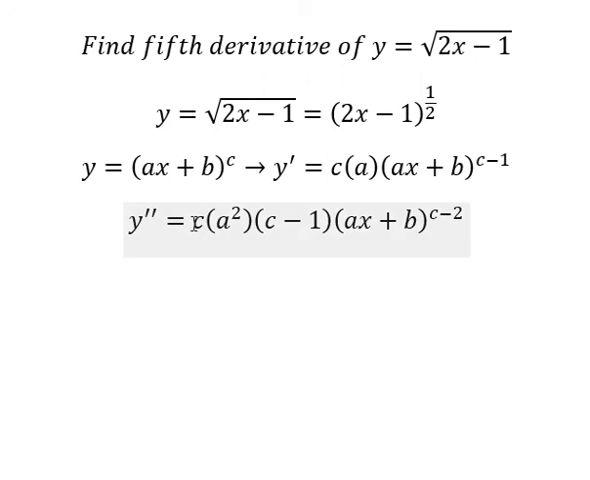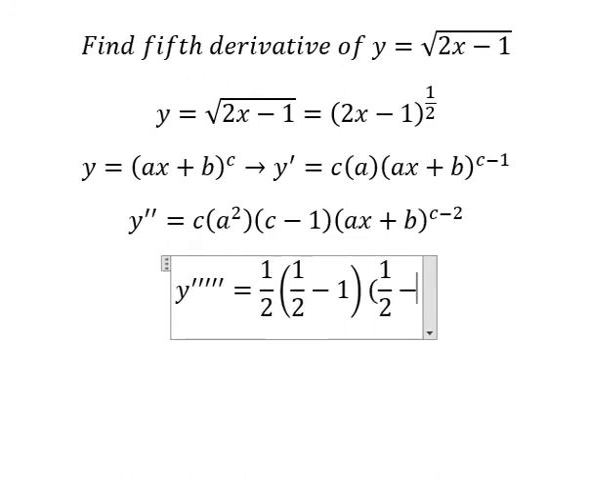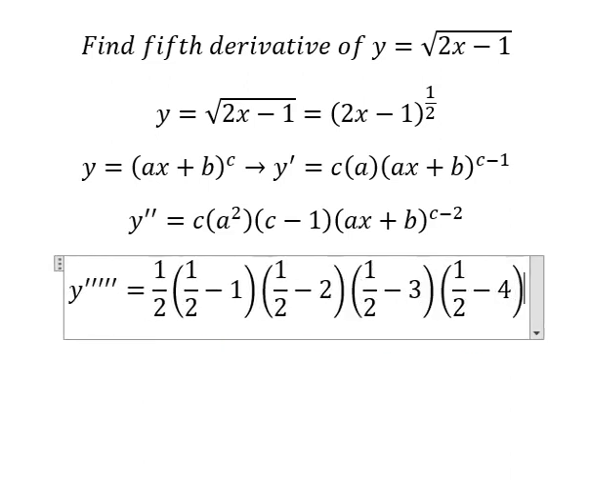So in this situation we have the series here. Now if we want to find the fifth derivative of this, we have y to the fifth derivative. So we have 1 over 2 here. In this situation, we have the series 1 over 2 multiplied by 1 over 2 minus 1, and so on. So we have the first, second, third, fourth, and fifth derivative.